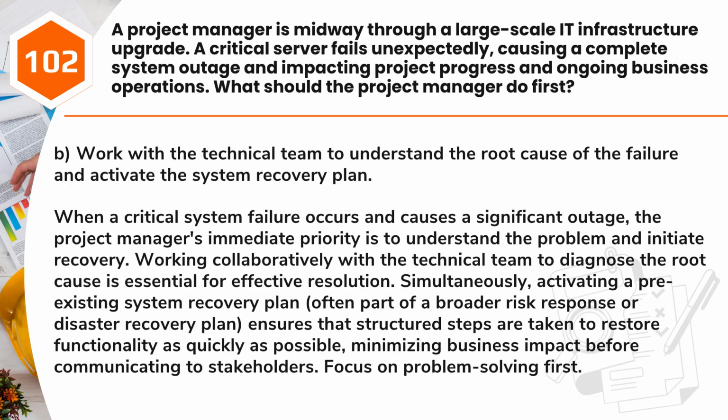Answer: B. Work with the technical team to understand the root cause of the failure and activate the system recovery plan. When a critical system failure occurs and causes a significant outage, the project manager's immediate priority is to understand the problem and initiate recovery. Working collaboratively with the technical team to diagnose the root cause is essential for effective resolution. Simultaneously, activating a pre-existing system recovery plan, often part of a broader risk response or disaster recovery plan, ensures that structured steps are taken to restore functionality as quickly as possible, minimizing business impact before communicating to stakeholders. Focus on problem solving first.